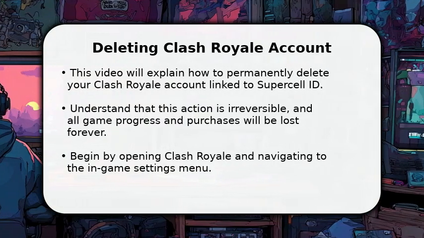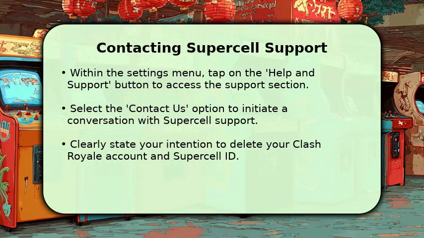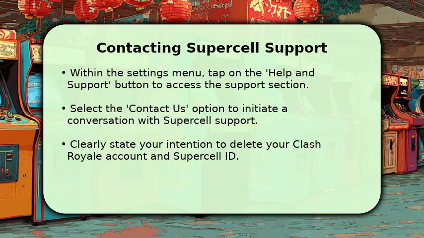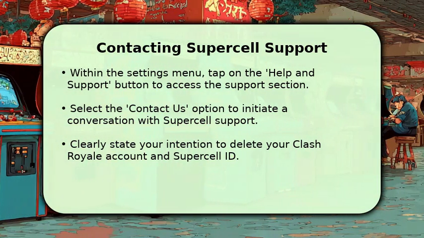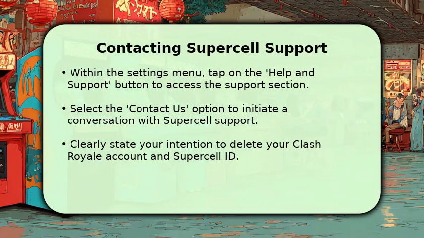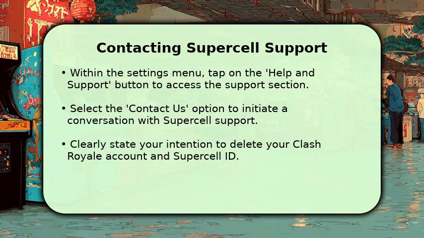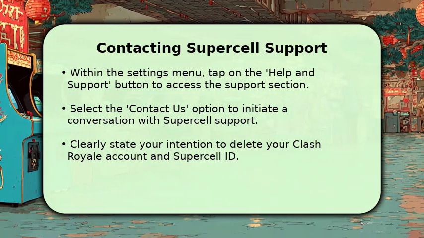Remember, this process is permanent. Once in the settings, find and tap the Help and Support button. This will take you to a new screen with various frequently asked questions. Look for the Contact Us button, which is typically located in the top right corner or at the bottom of the page. Tap this to start a chat with a Supercell support agent.